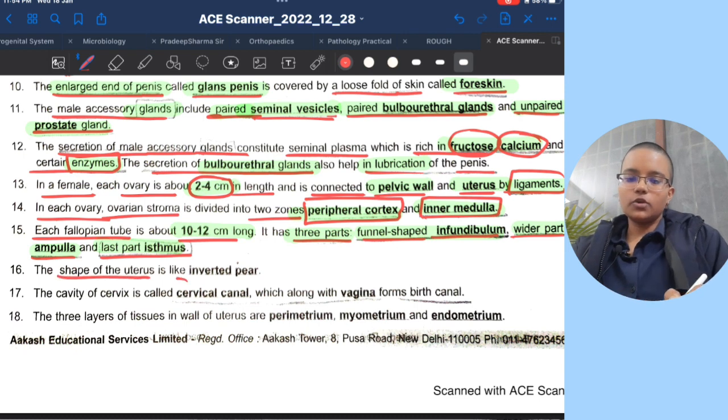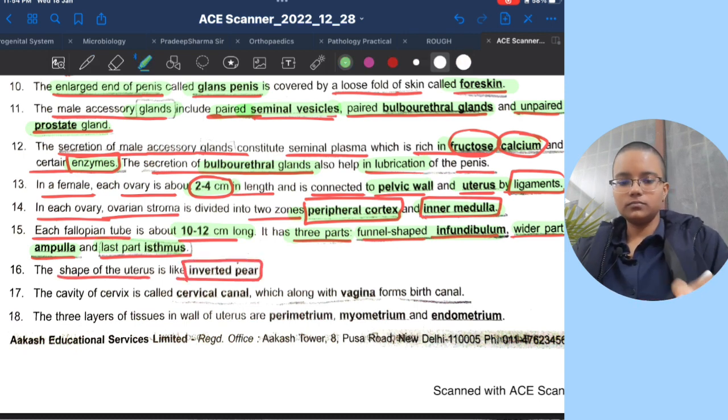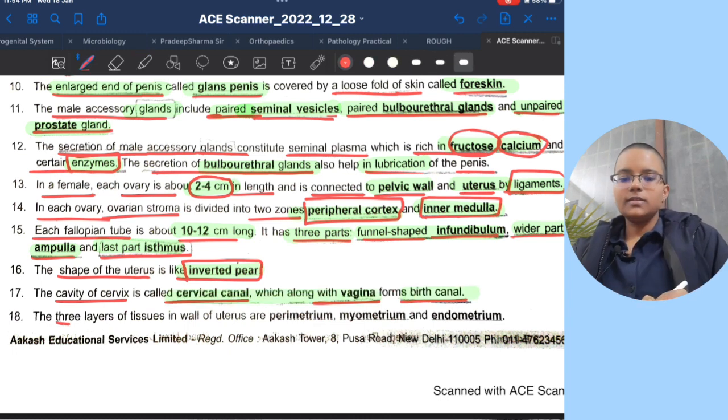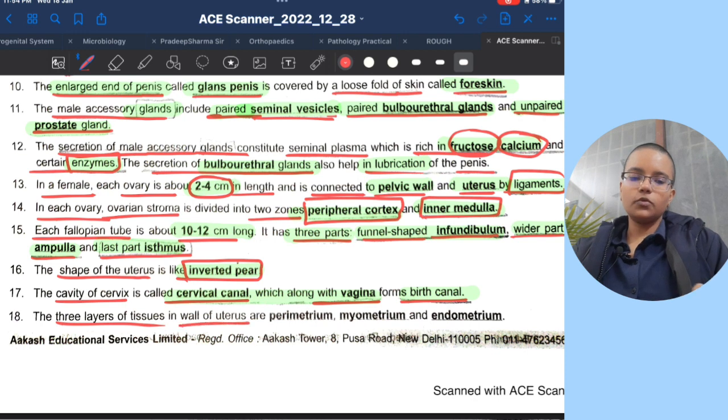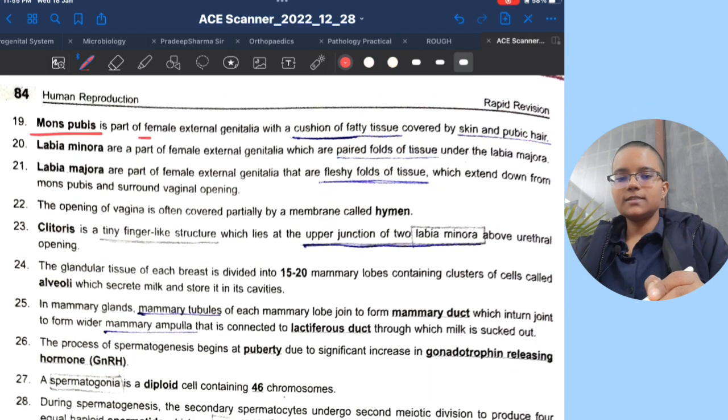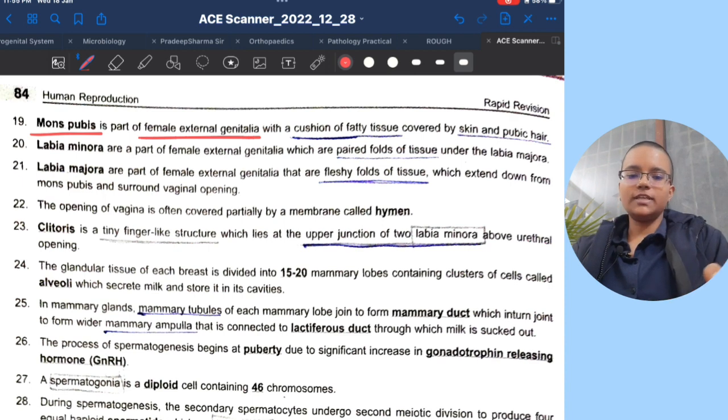The shape of the uterus is like an inverted pear. The cavity of cervix is called cervical canal, which along with vagina forms the birth canal. The three layers of tissues in the wall of uterus are perimetrium, myometrium and endometrium. Mons pubis is a part of female external genitalia with a cushion of fatty tissues covered by skin and pubic hair.